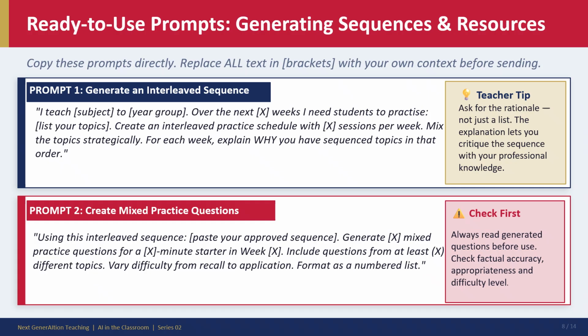And now for the prompts themselves. These are copy ready. The only thing you need to do is replace every piece of text in square brackets with your own context before sending. So prompt 1 is your starting point, generating a full interleave sequence.